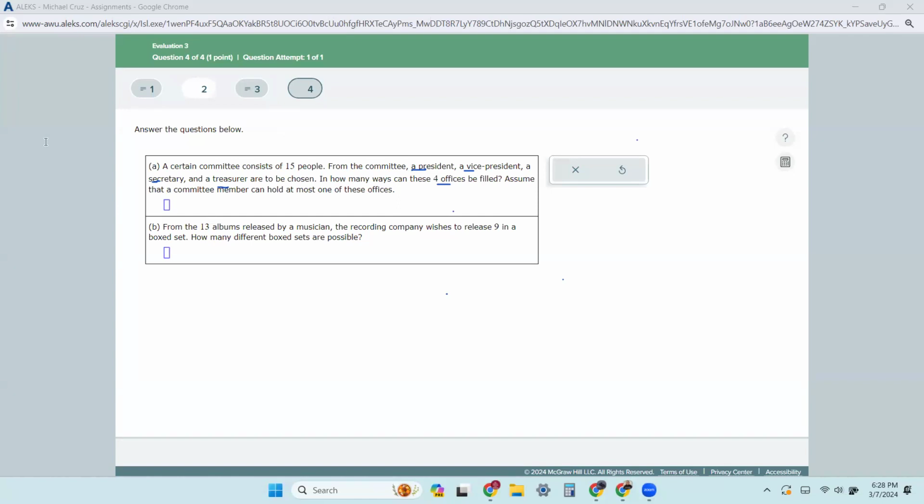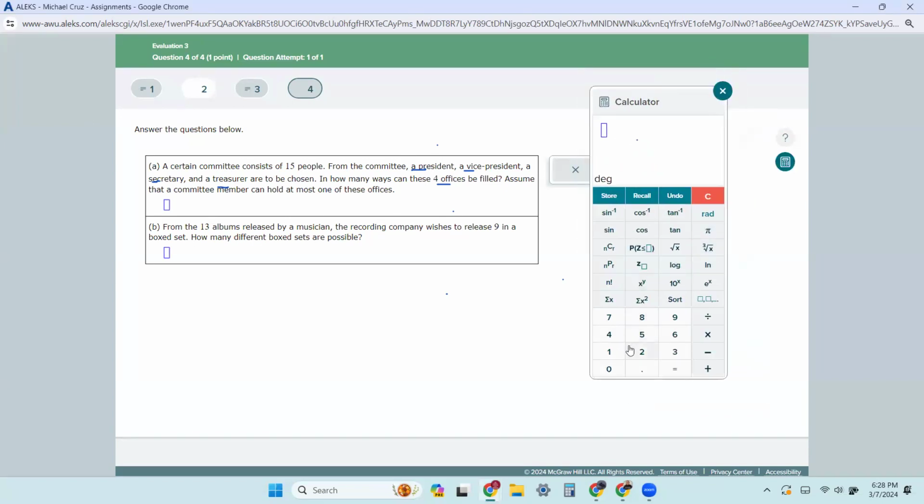Okay, yeah, but the thing that tells us it's a permutation is that they're ordered. The president, vice president, secretary, and treasurer offices have different weights. In other words, one is the head of the other. It's like first, second, third, and fourth place. So it's distinct. That's what you're saying. Gotcha.